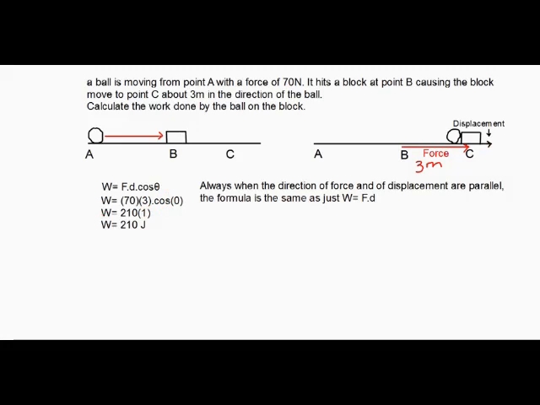Work is equal to 70 times 3, which is 210. And then what is cos of 0? You can punch your calculator. When you punch in cos of 0, the answer is 1. So 210 times 1, which means the work done here when this ball hits this block at point B for 3 meters to point C was 210 joules, because work is measured in joules. So what does that mean? It means that there was work done in this scenario.